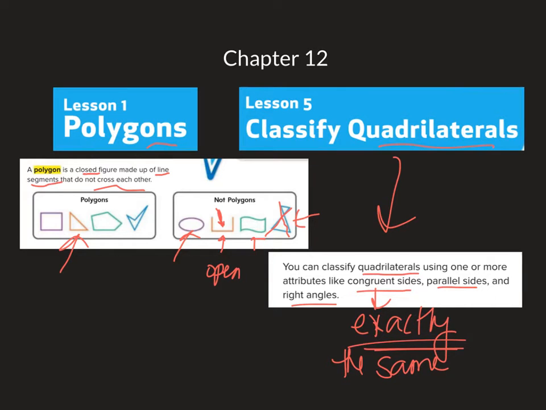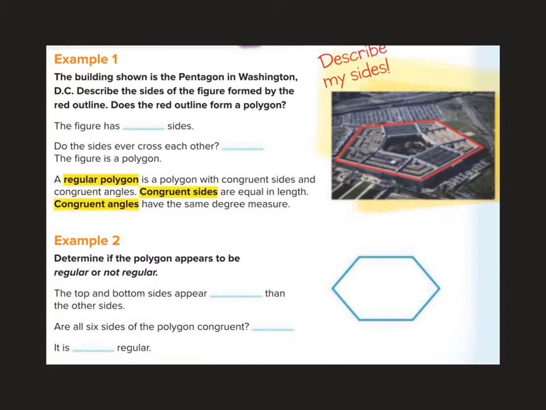So let's get started. Example 1, polygons. The building shown here is the Pentagon. Look at what shape the Pentagon is in. It's a pentagon. This is a famous defense building in Washington, D.C. Describe the sides of the figure formed by the red outline. Does the red outline form a polygon? So this figure has 5 sides. Do the sides ever cross each other? No. So yes, the figure is a polygon.